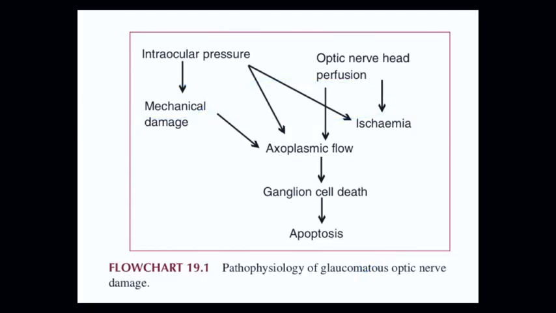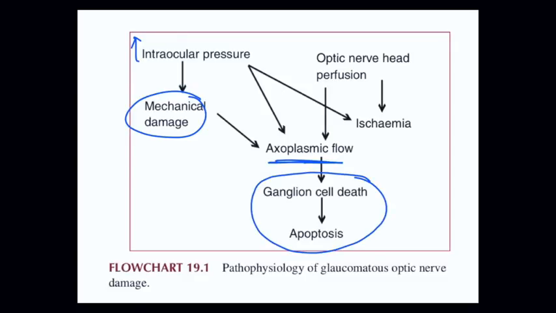Easily put, there is going to be mechanical damage which occurs because of a rise in intraocular pressure, and that rise in intraocular pressure causing mechanical damage is going to impede the axoplasmic flow. When the axoplasmic flow is impeded, that is going to cause apoptosis, ganglion cell death. Just understand, there is going to be an interruption of the axoplasmic flow, or the nerve transport in the optic nerve head, and that is going to cause the death of the ganglion cells.